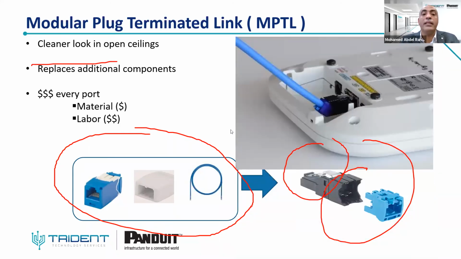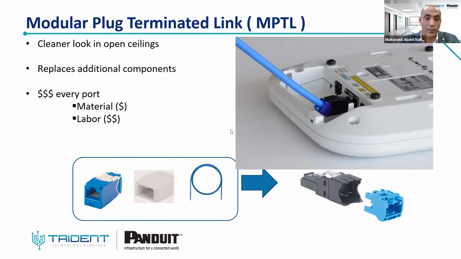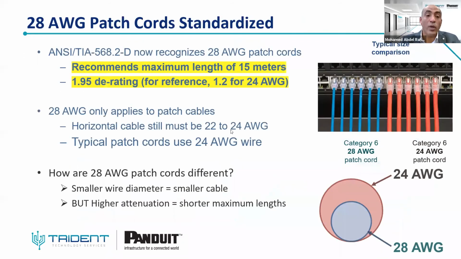And now you can be connected like this picture. You can be connected directly to the device. Also, the 28 AWG, as you can see here, it is very simple. It is a smaller size for the patch cord. This smaller size, as you can see, is the 28 AWG. And this is a traditional one for the patch cord.